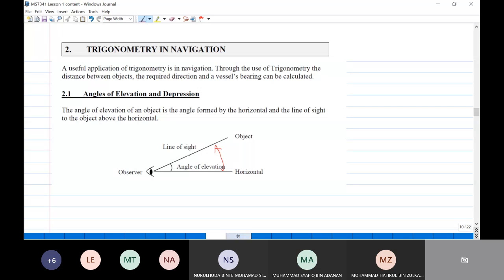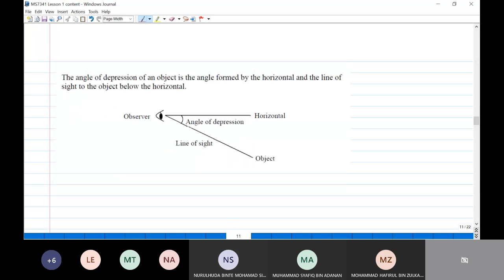There is also the angle of depression. It is when you look down. Suppose you're flying in the horizontal, and then you look down at an object. That's called the angle of depression. So I have two angles. One of them is look up, you get the angle of elevation. The other one is the angle of depression. This is a quick revision. You can find this also in the Trigo quiz.